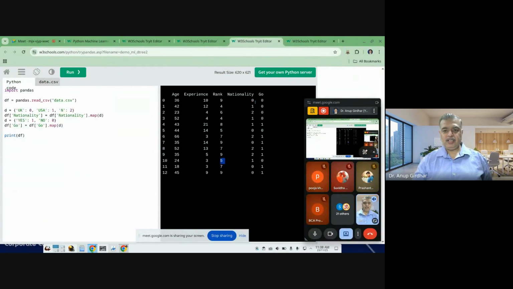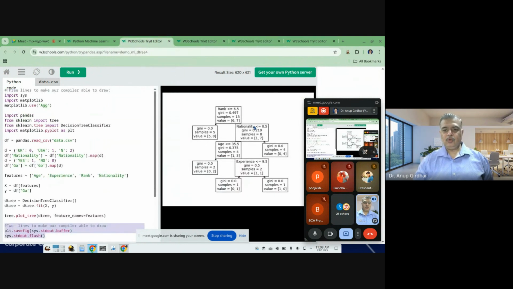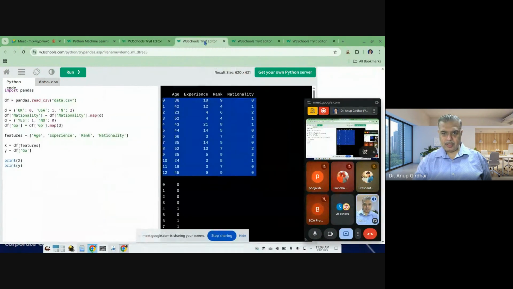Nationality, less than 0.5. So 1, 2, 3, 4, and 5. So we got 5 values for nationality. So you can say we got sample values, so total 8 values being considered.